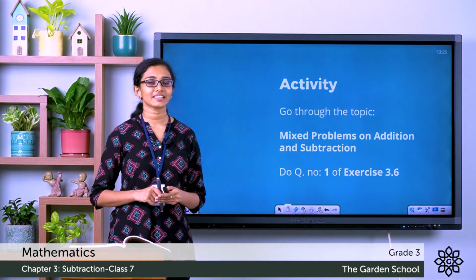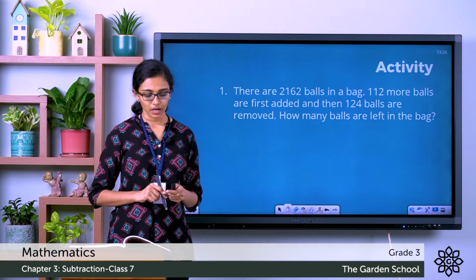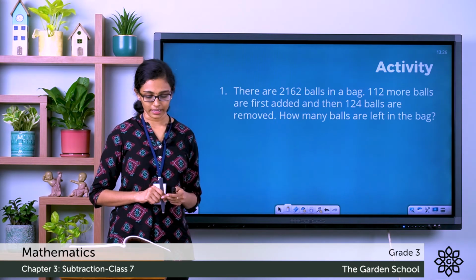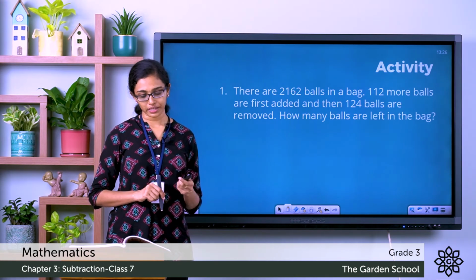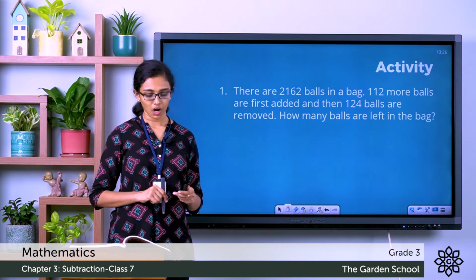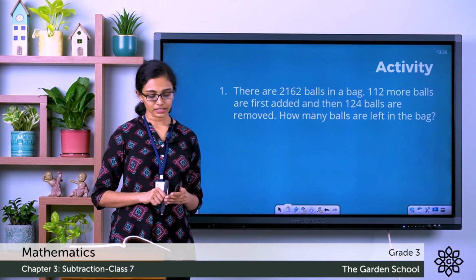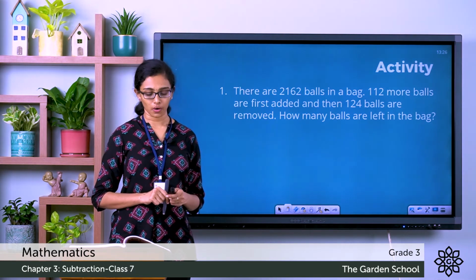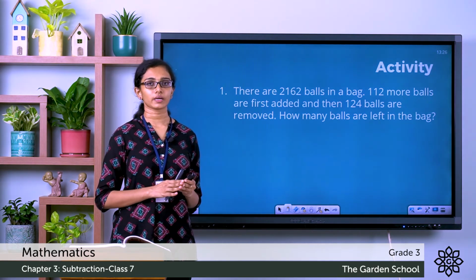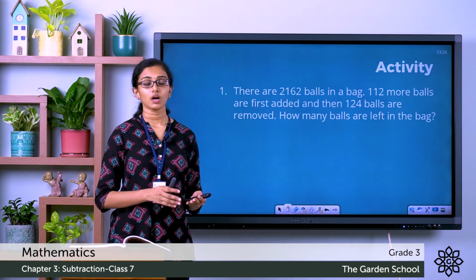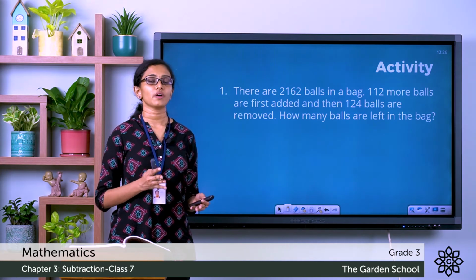Hope you all are done with that activity. Now let's see how we can solve the question. The question says there are 2162 balls in a bag. 112 more balls are first added and then 124 balls are removed. How many balls are left in the bag? So what does the question mean? There are a total of 2162 balls in a bag, first you are adding 112 more balls into the bag, and afterwards you are removing 124 balls from the bag. Now how many balls are left? This is what you have to find out.